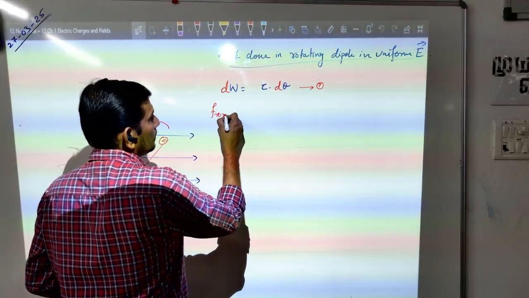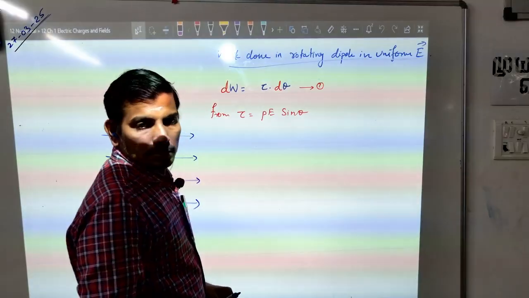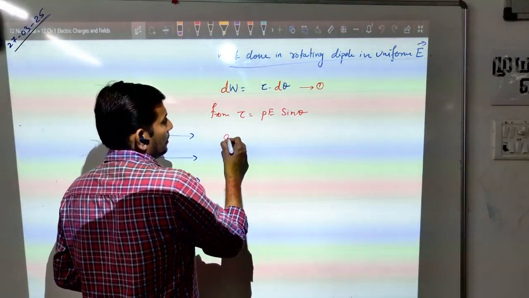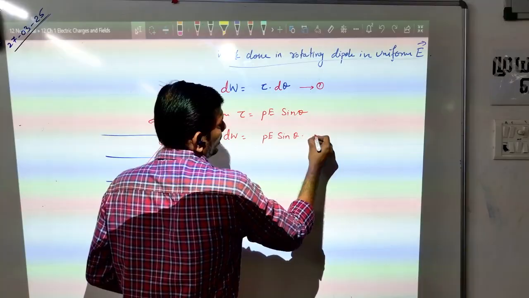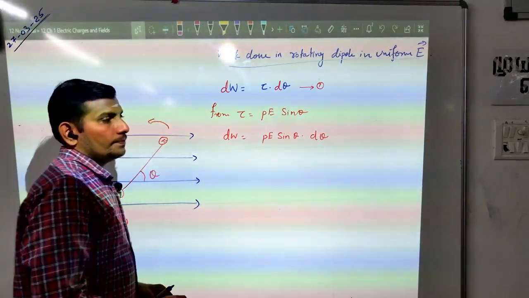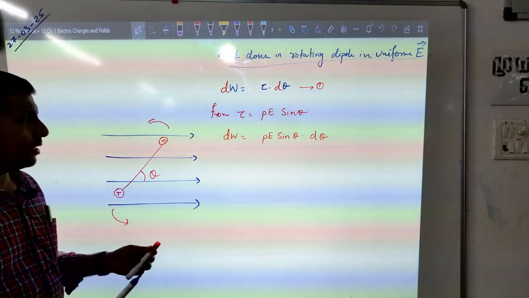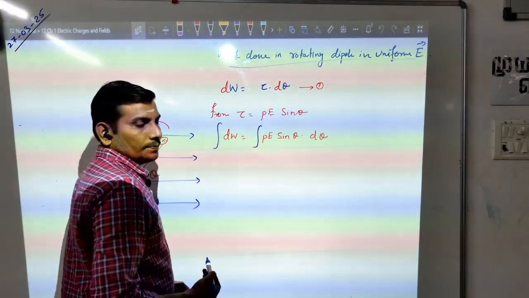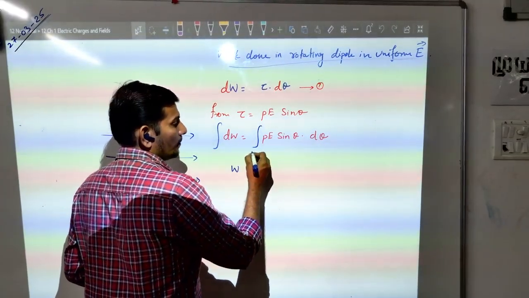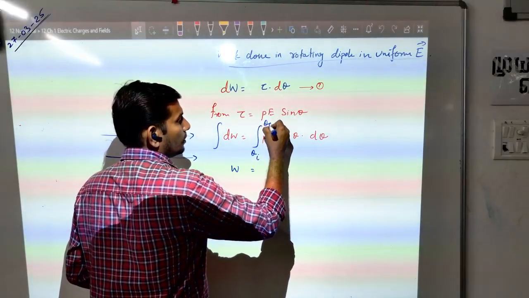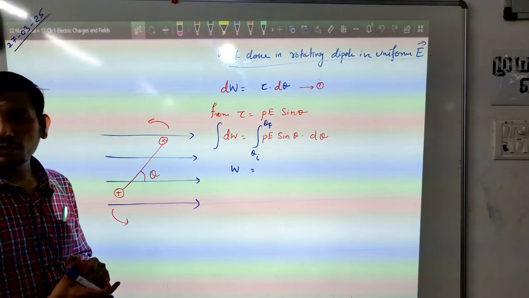From tau is equal to PE sin theta, dW is equal to PE sin theta d theta. So now I can integrate on both sides. The left hand side integration results in W, and on the right hand side, theta initial to theta final. We are going to rotate it from theta initial to theta final.